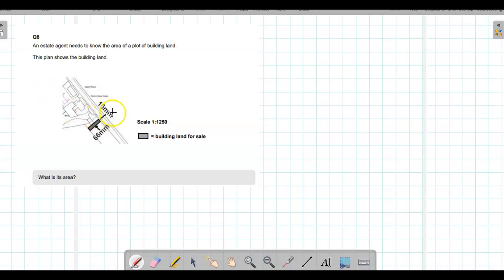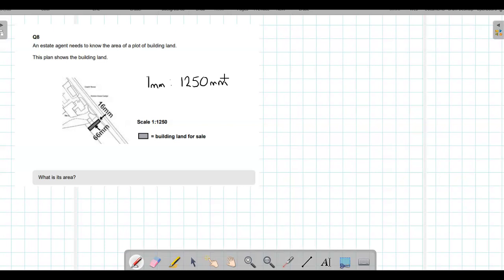So the important thing to do here is look at what unit of measurement they're working in. So they're working in millimetres. So on this map, for every 1 millimetre on the plan, there are 1,250 millimetres in real life. And that's how scales work. It's a way of putting large items onto paper in a way that doesn't create massive diagrams. So for every millimetre on my plan, the real life would be 1,250 millimetres.